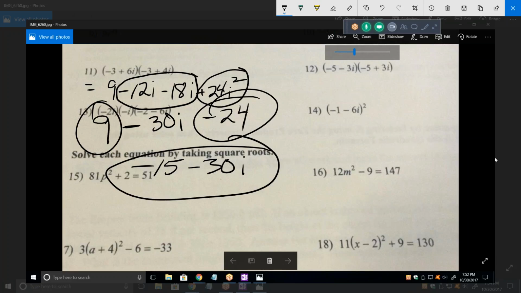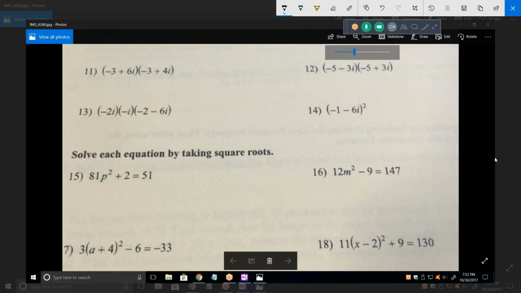So all you're doing is FOILing and then converting your i squares to -1. That's all you're doing. All right. Let's try one more. Let's try more than one more. Let's do number 12. FOIL it.